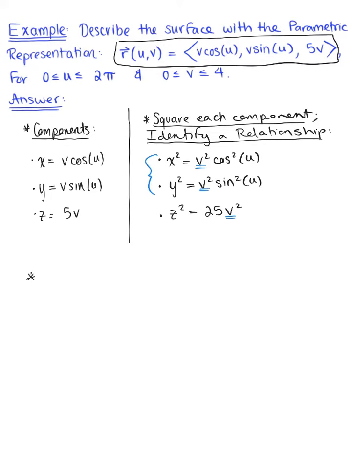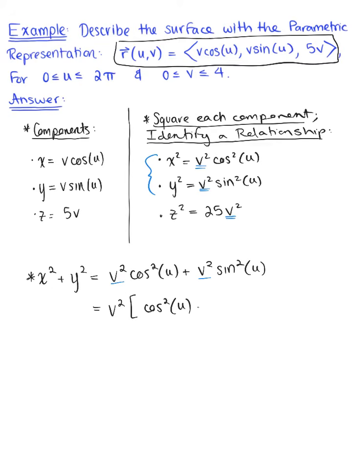Starting by adding x squared and y squared, we end up with v squared multiplied by cosine of u squared plus v squared multiplied by sine of u squared. Again, we see that greatest common factor of v squared, so we can pull that out to the front, giving us v squared times cosine of u squared plus sine of u squared. And again, we're very excited. We see Pythagorean's identity. We know that that is equal to 1, which leaves us with x squared plus y squared is equal to v squared.